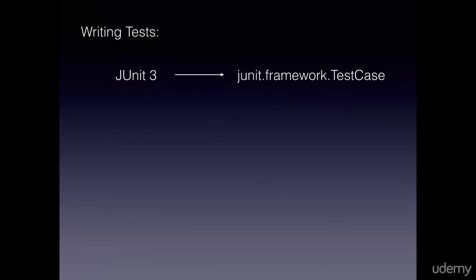JUnit provides these three. Starting with JUnit 3, we had to extend a test case class. All our test classes should extend a test case class, and all the methods should follow a certain naming convention for it to work. But JUnit 4 removes all that and makes our job a lot easier by providing easy to use annotations. The first annotation is the @Test annotation, which we use to mark each and every test method.